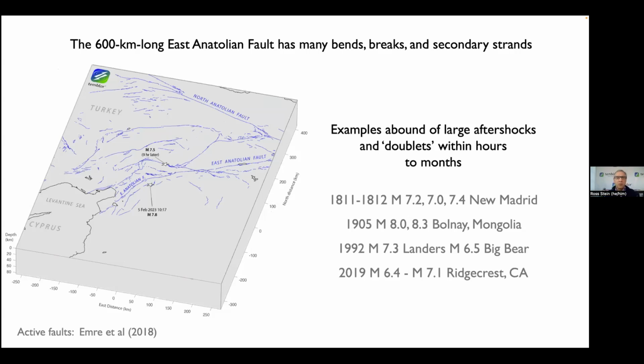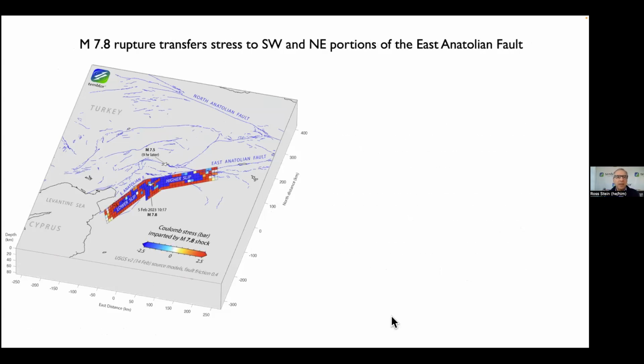Okay, so now what do we want to do? We want to use the slip model for the magnitude 7.8 to calculate the stress that it transferred to the rest of the East Anatolian Fault. And so here that calculation is. Like you saw in the map view before, the areas where there was a lot of slip turn blue, and the surrounding areas, the blowtorch zones, turn red. And that's kind of what you would have expected. Okay, and as you saw, we saw aftershocks in this zone and in this zone.